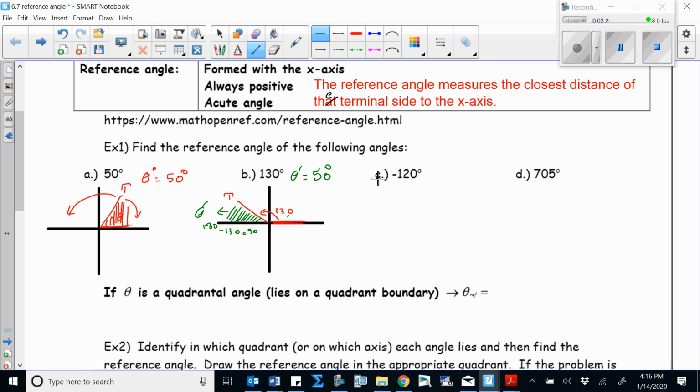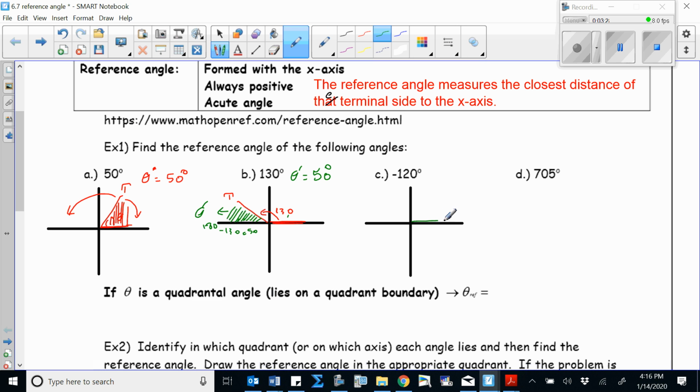Now let's do the next one, negative 120. Okay, negative 120, the initial side is here, and the terminal side, because this is a negative number, I'm moving this way, like clockwise. For positives, we move counterclockwise, and for negative angles, we move clockwise. Okay, so as I move this way, negative 120 is going to be somewhere like this. So this is negative 120, and this is my terminal side.